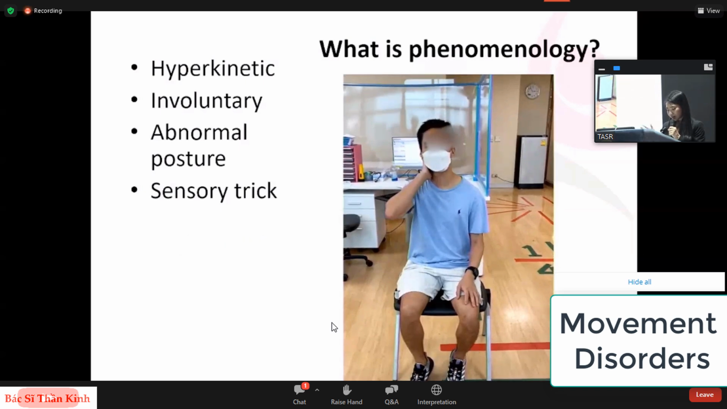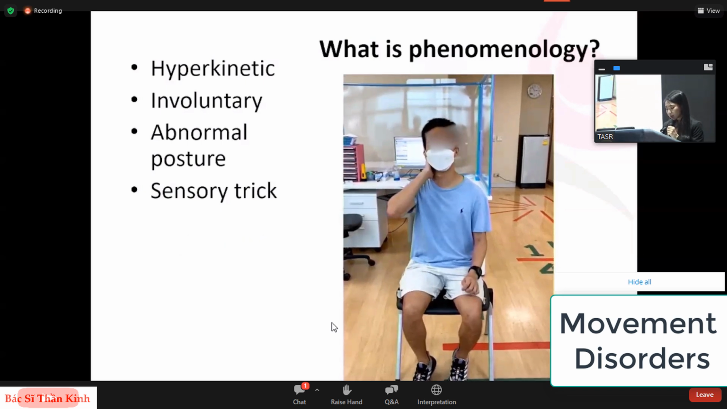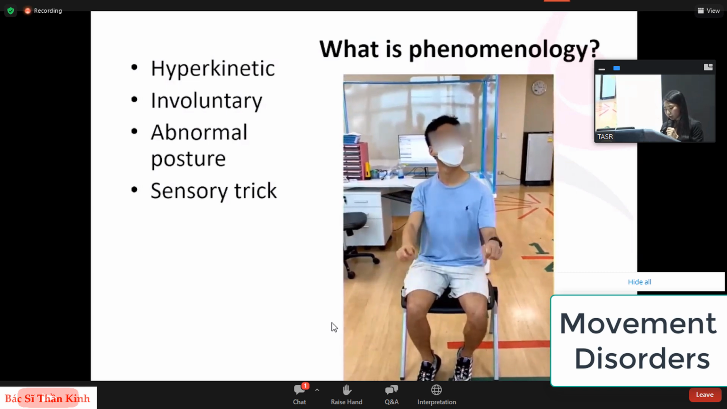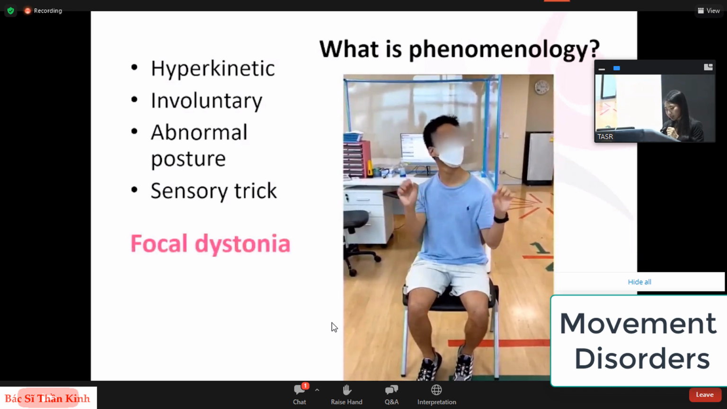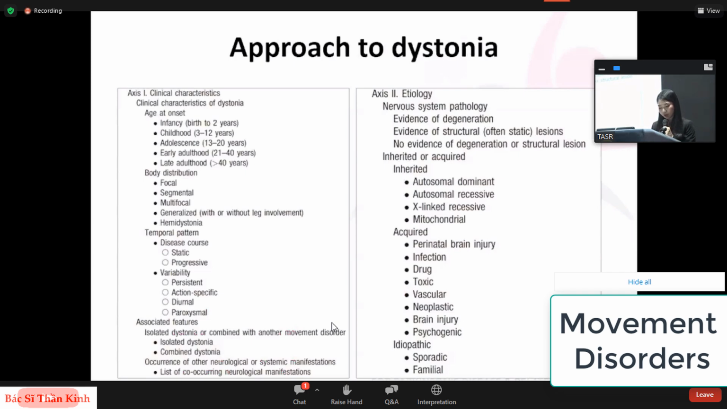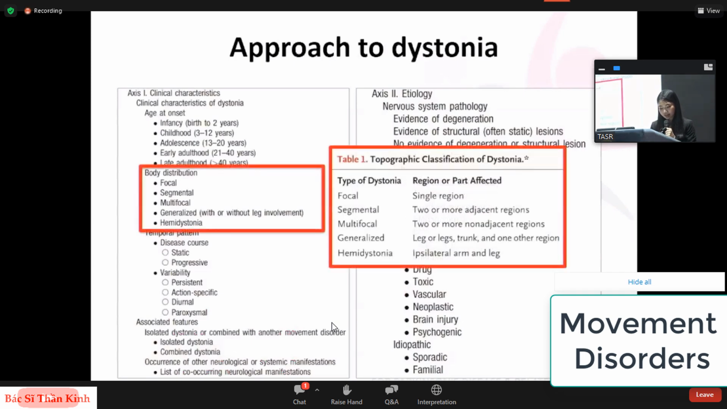Oh, sorry. And in this case, the dystonia involves only a single region, so it's called focal dystonia. And the region is the cervical dystonia, as the audience answered. And to give a specific term, the head is turning to the left, so we call it a left torticollis. This is how we approach dystonia.